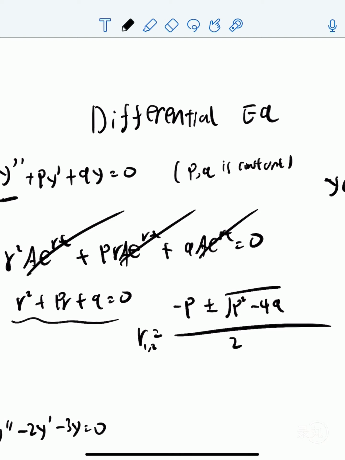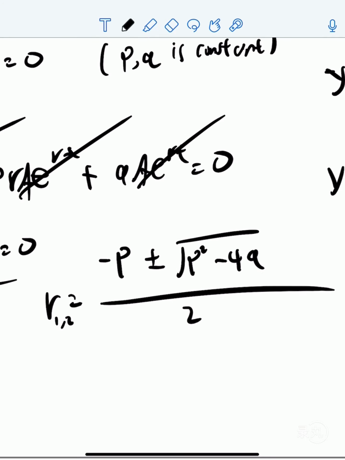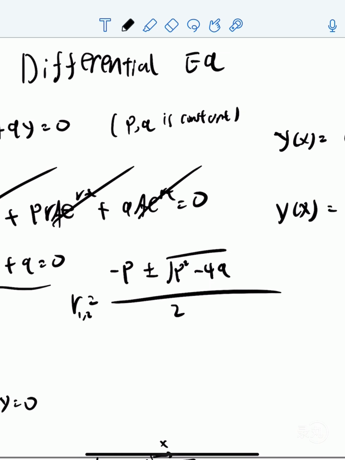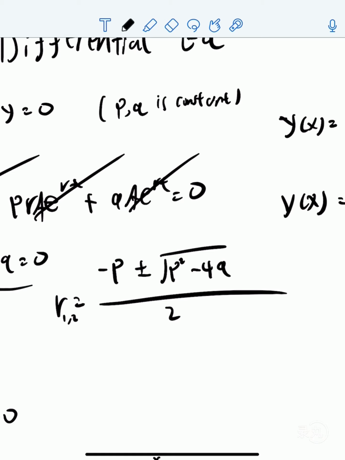And now the solution we have is y(x) = a1 e^(r1 t) plus a2 e^(r2 t), where r1 is the case of the positive root and r2 the case of the negative. Now we're going to discuss another case: sometimes the term under the square root can be smaller than 0. So what should we do with this?